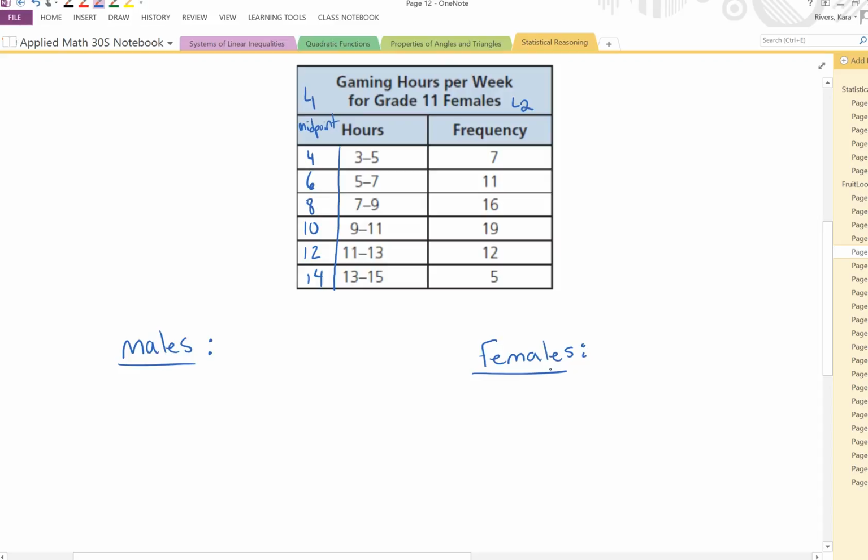So the males had a mean of 12.84 hours. X with a bar over it is our mean, and a standard deviation of 2.16 hours. Now because they rounded to 2 decimal places, I'm going to do the same thing for the females. So that would be 8.94 hours for my mean, and my standard deviation, 2.78. So what does that mean?